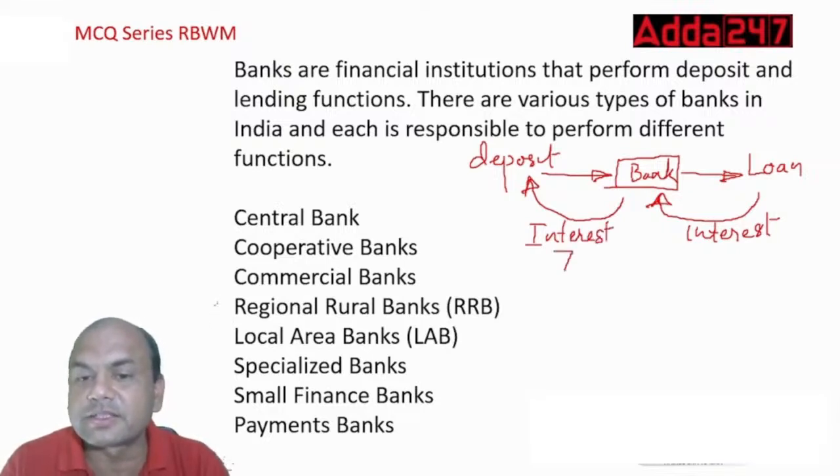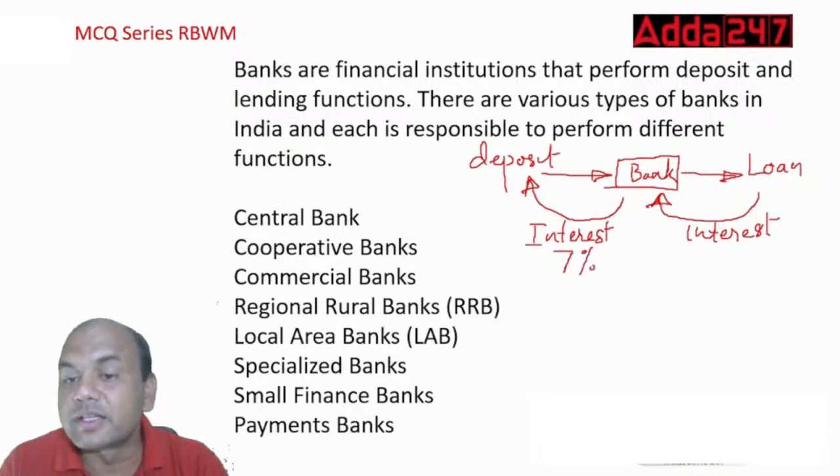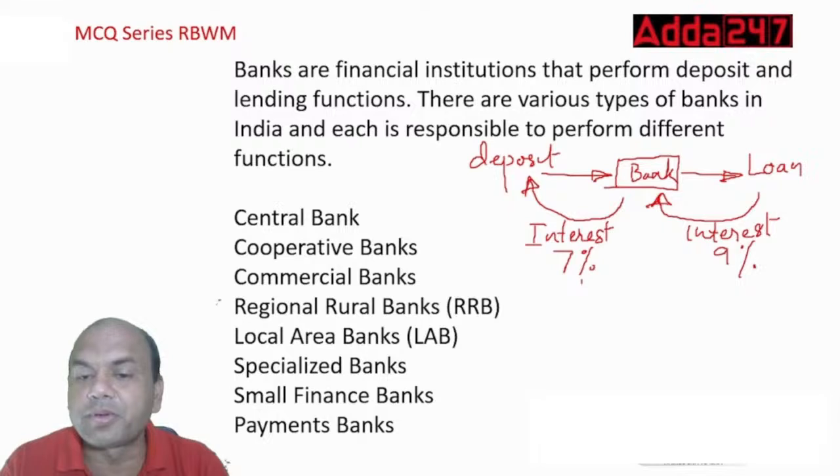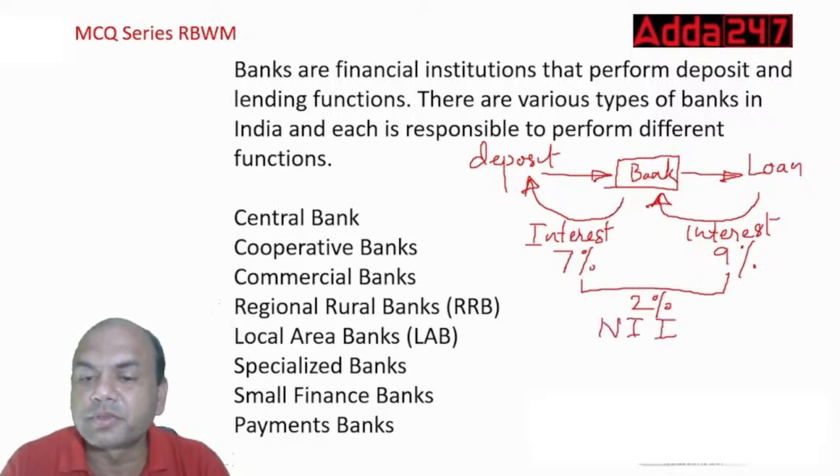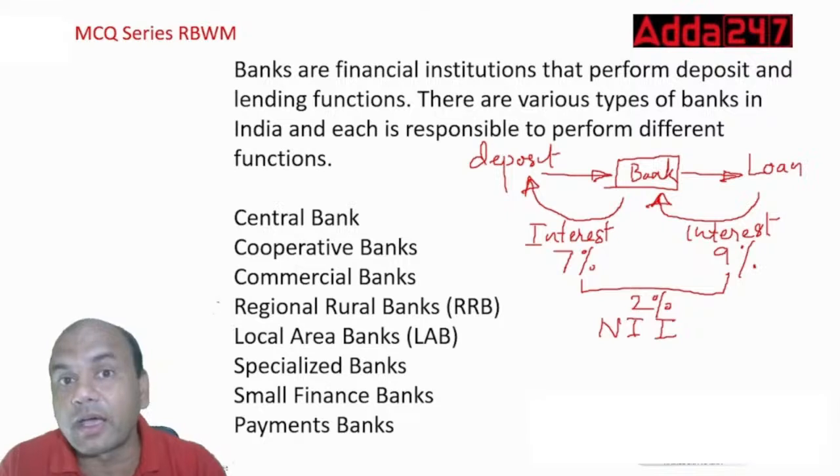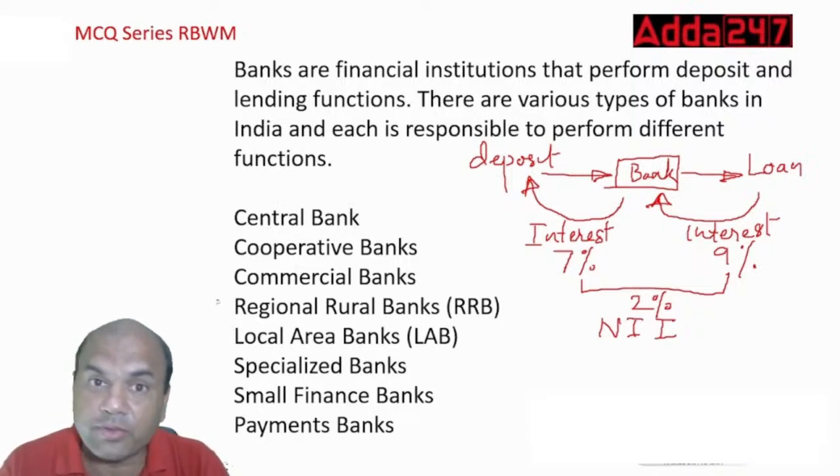Let's say this interest is 7%. Then this interest should be at least 9%, so that this gap of 9 minus 7, that is 2%, is known as NII, net interest income. Okay, this is known as NII. Remember, it's not NIM. NIM is different.